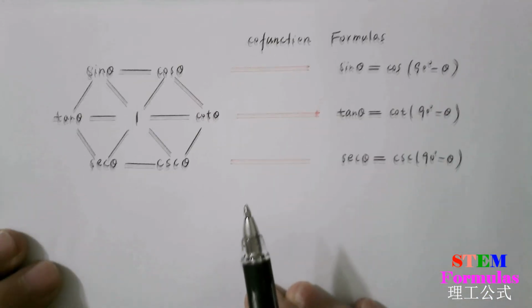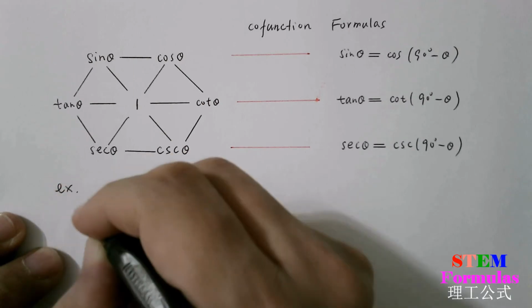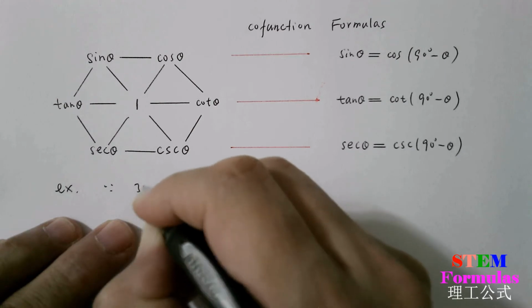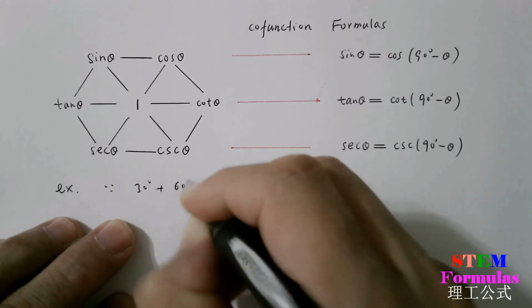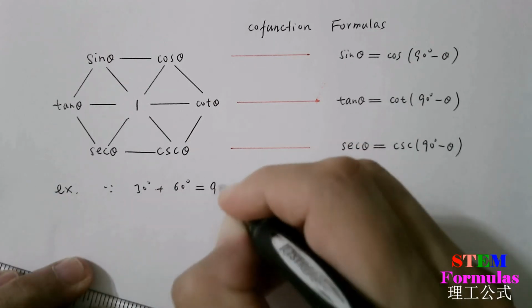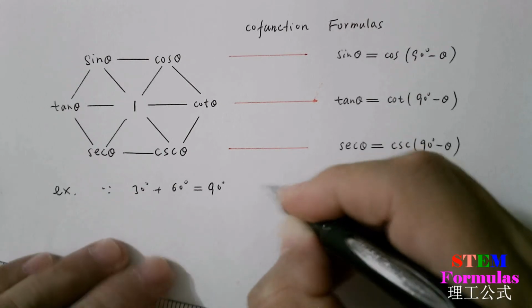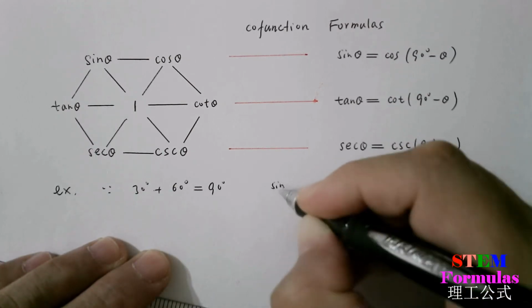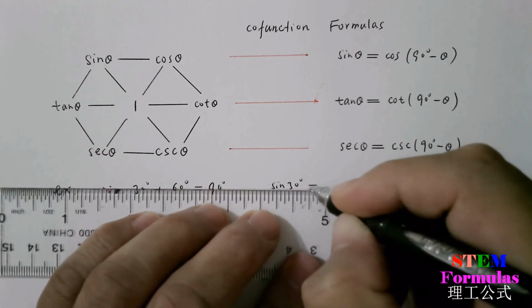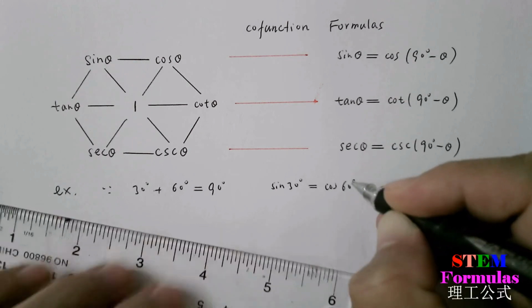For example, since 30 degrees plus 60 degrees equal 90 degrees, therefore I have sine 30 degrees equal cosine 60 degrees.